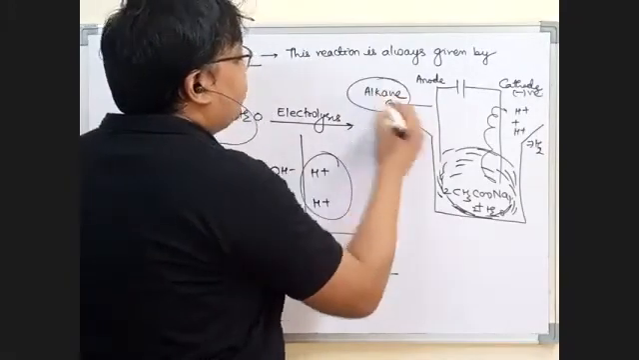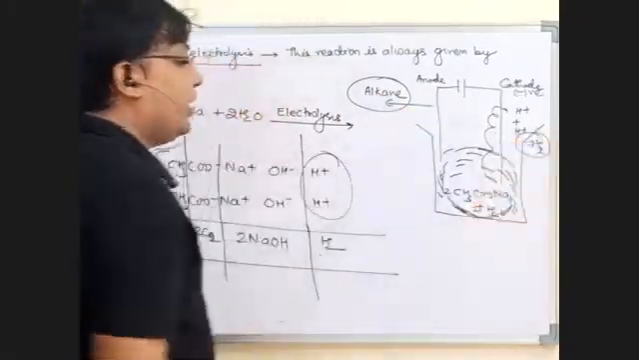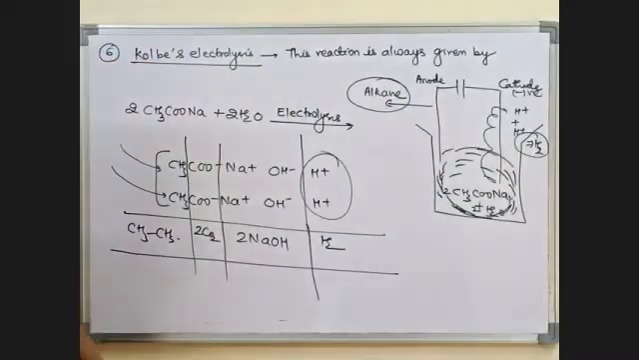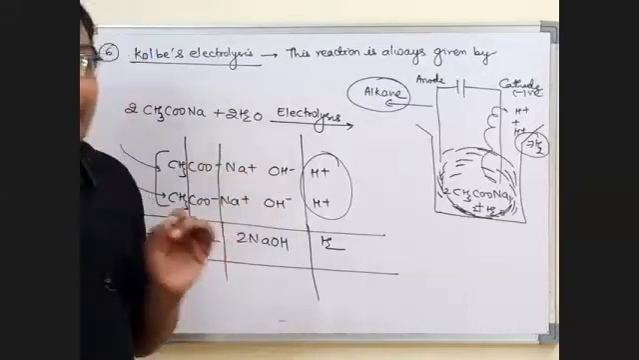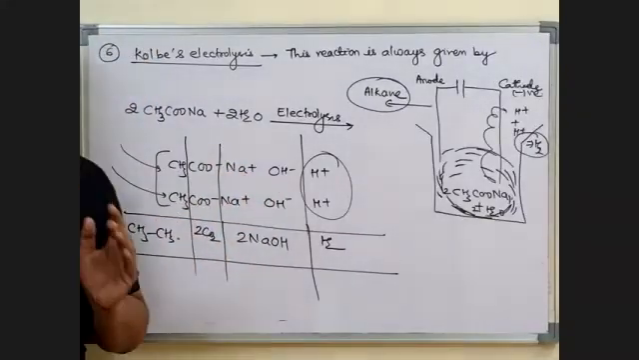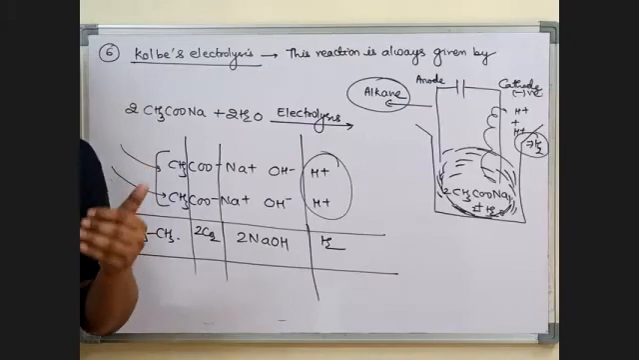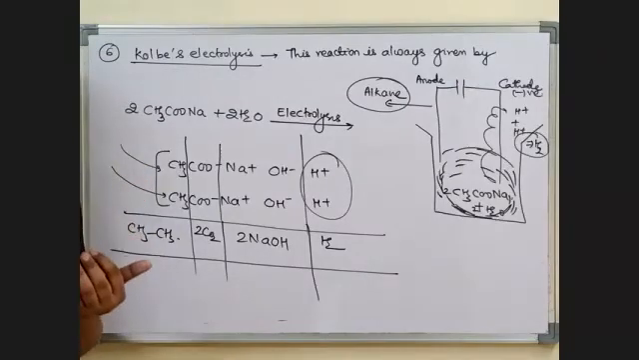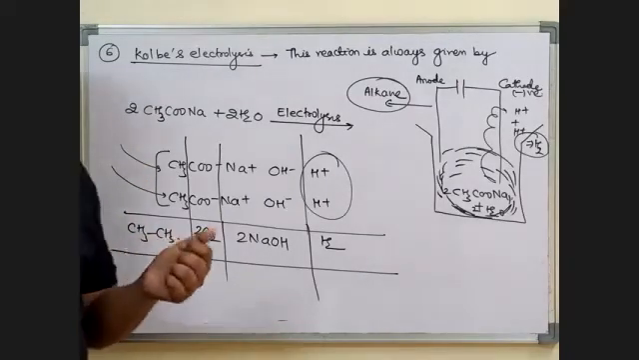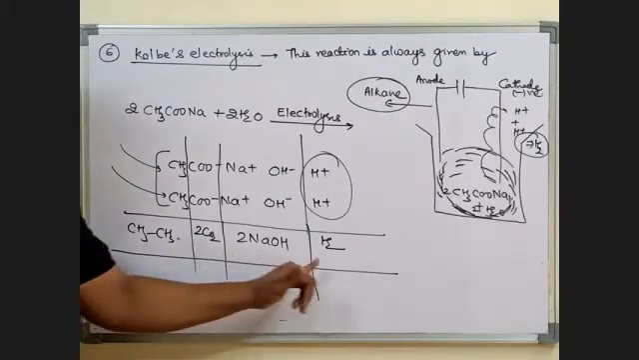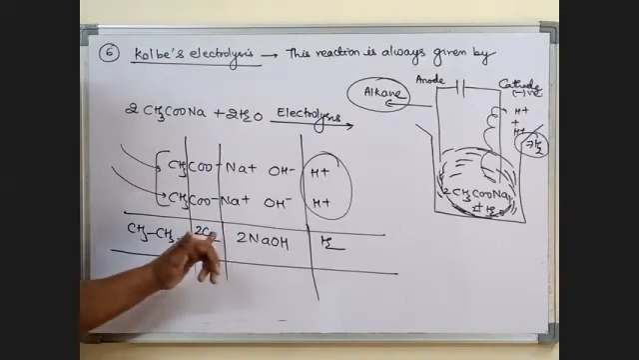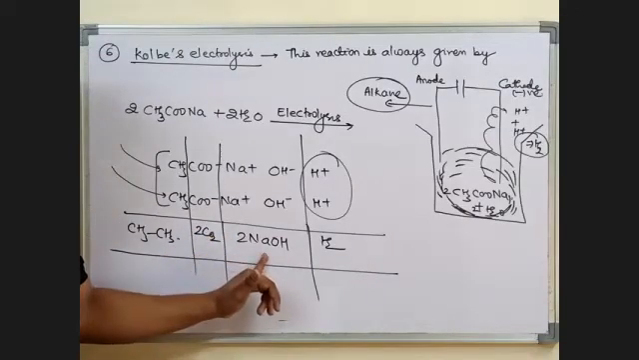So sometimes the question is very simple. In Kolbe's electrolysis, which gas liberates at the anode? So your answer will be alkane. Alkane will be formed at the anode, H2 forms at the cathode, and now CO2 and NaOH, students.